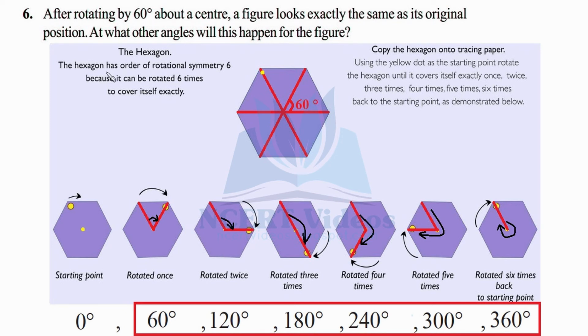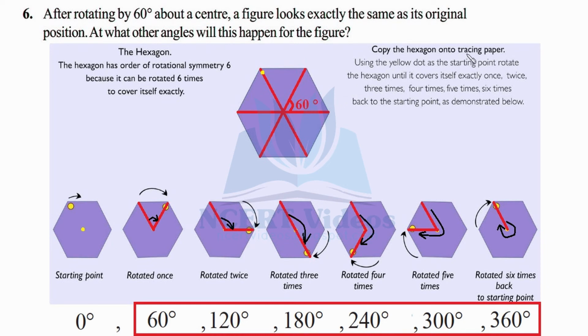So the hexagon has order of rotational symmetry as 6 because it can be rotated 6 times to cover itself exactly. Now the question is saying, at what other angles will this happen for the figure? Well, we just have to study the multiplication table of 60, that is 6, and we will fix 0 in the last. Now how do we do it practically?